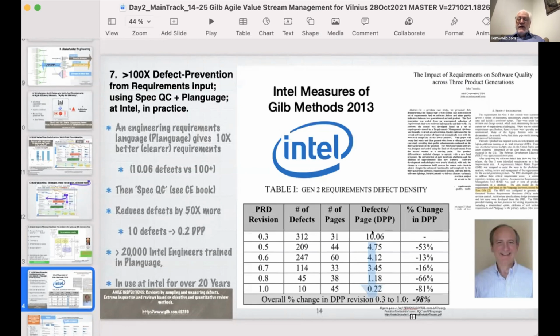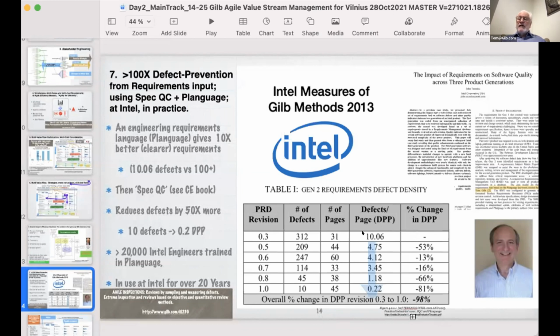And they found that they had a defects per page of 10. Now, actually, that's pretty good. If you analyzed your requirements, you would have 100 defects per page or more, up to 700 or more. So I credit, on loose evidence, that the use of Planguage, being a clear, quantified, structured language, immediately leads to a high quality set of requirements, only 10 defects per page. By the way, a page is 600 words, in case you wondered how big a page is.